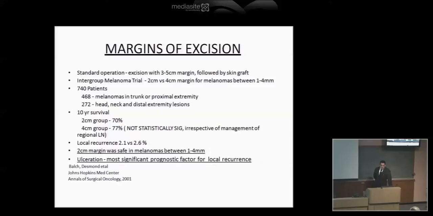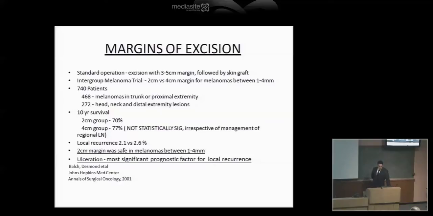They basically decided to see if for melanomas between 1 to 4 millimeters, whether a 2 centimeter or a 4 centimeter margin would be appropriate. The aim of which obviously was to lower the size of excision as much as possible. They took 740 patients. About 2/3 had melanomas in the trunk or proximal extremity, and 1/3 had head and neck or distal extremity melanomas. And they found that the 10-year survival, whether you took a 2 centimeter margin or a 4 centimeter margin, was not statistically significant, irrespective of whether the lymph node region was observed or if these patients underwent a complete lymph node dissection.